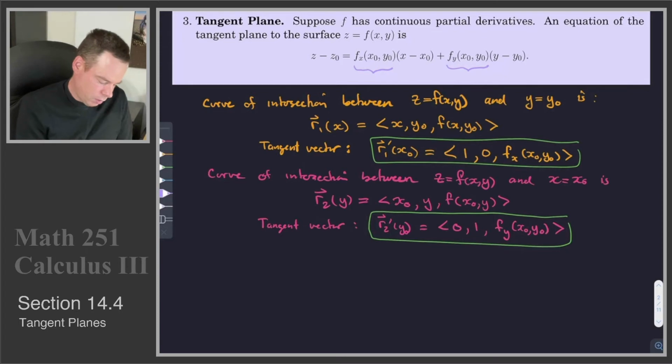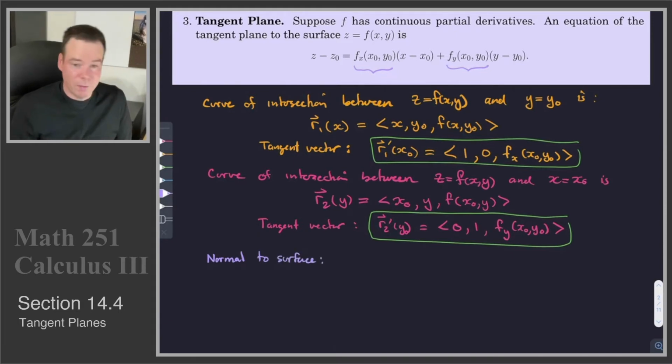And what are we going to do? We're going to take those things and construct the normal to the surface at that point. I've got two directions which are tangent to the surface. Now I can construct its normal. Its normal is going to be the cross product of these two, r1 prime of x naught cross r2 prime of y naught.